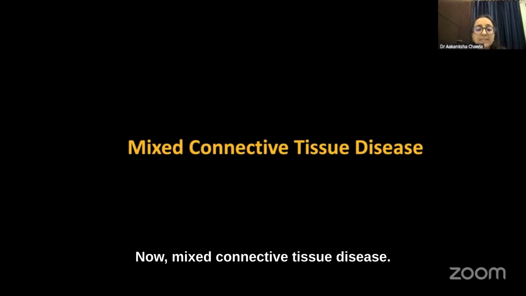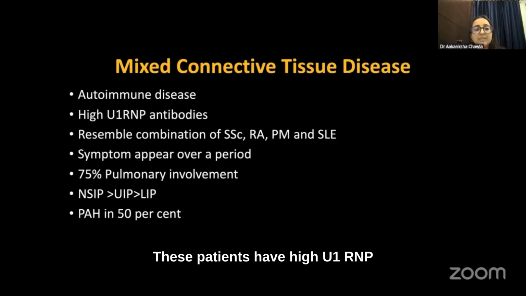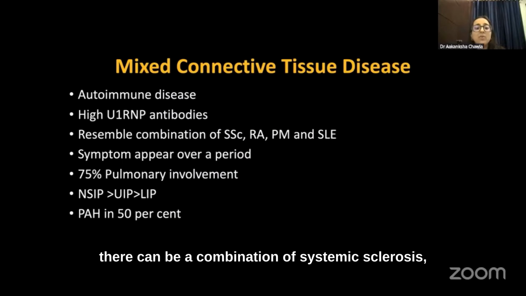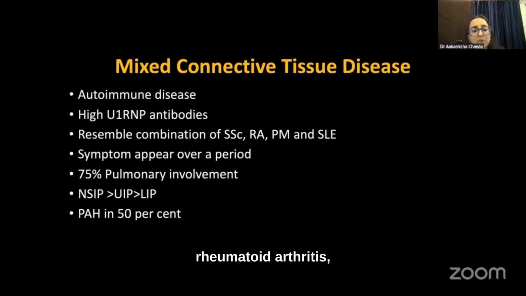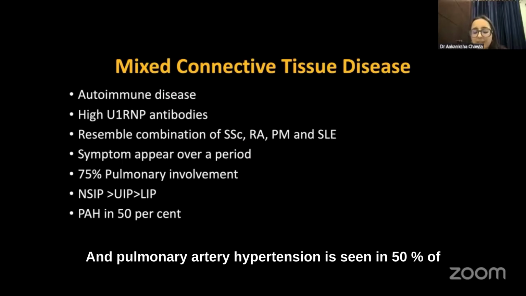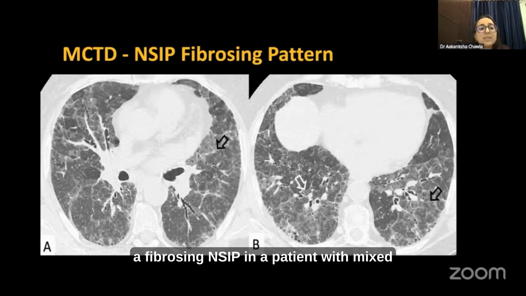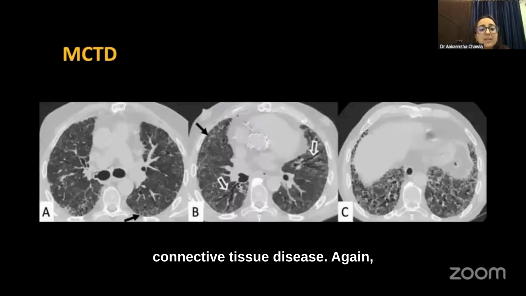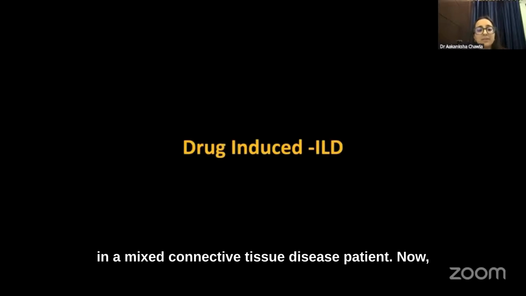Now, mixed connective tissue disease. Again, an autoimmune disease. These patients have high U1-RNP antibodies. Now, there can be a combination of systemic sclerosis, rheumatoid arthritis, polymyositis, and SLE. Symptoms appear over a period of time. 75% of these patients have pulmonary involvement. Commonest again is the NSIP pattern, and pulmonary artery hypertension is seen in 50% of these cases. Again, a fibrosing NSIP in a patient with mixed connective tissue disease. Again, an NSIP pattern seen in a mixed connective tissue disease patient.